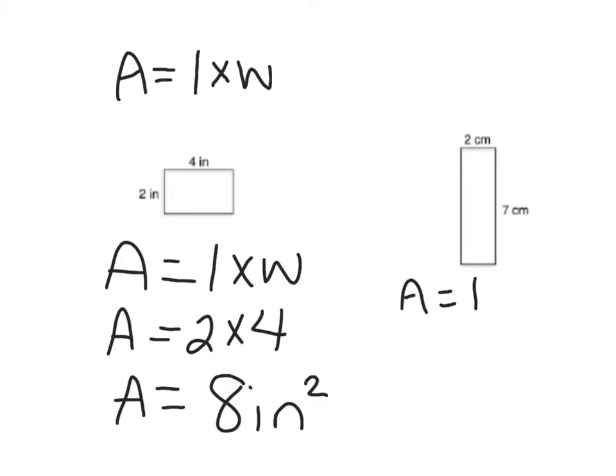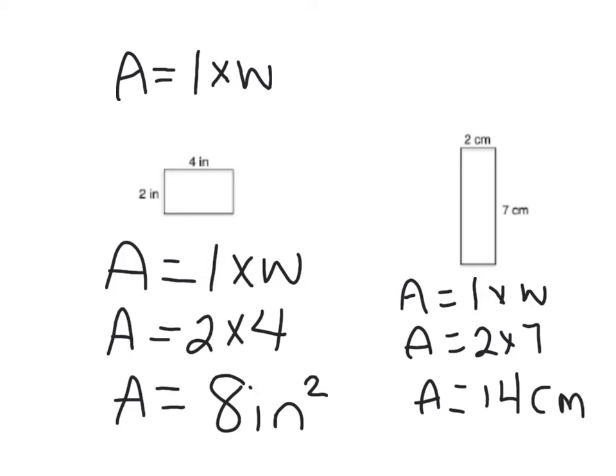Now let's multiply to find the area of our second rectangle. Again, same formula, length times width. The area equals 2 times 7. So the area is 14, and because it's centimeters, it's going to be centimeters squared. Thank you for reviewing area with me. Now let's investigate volume.